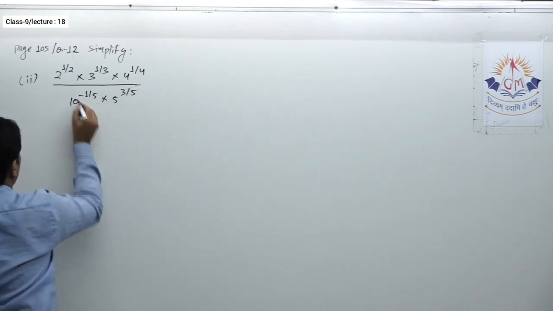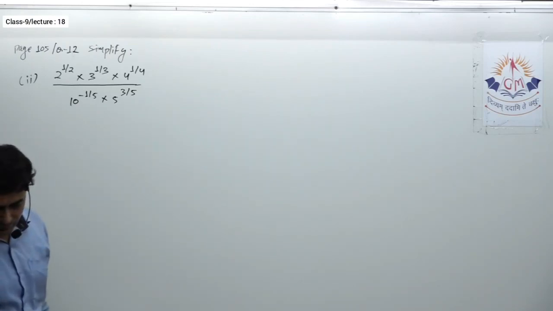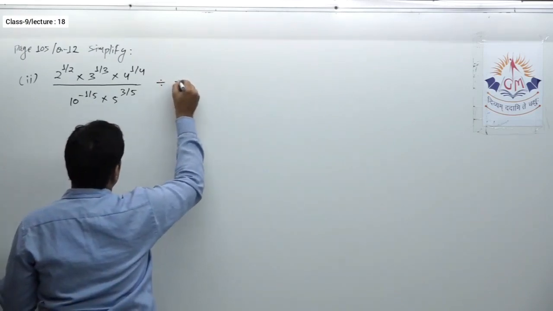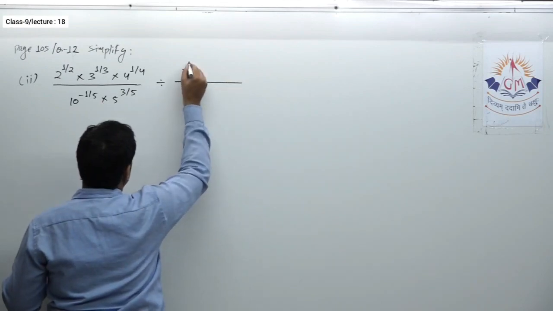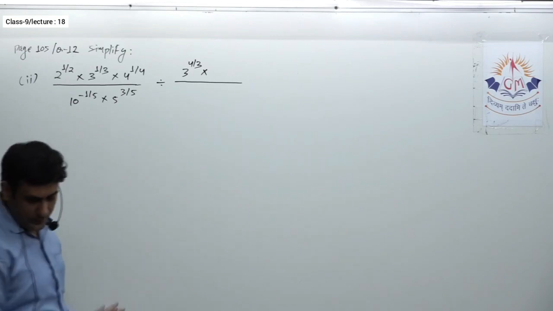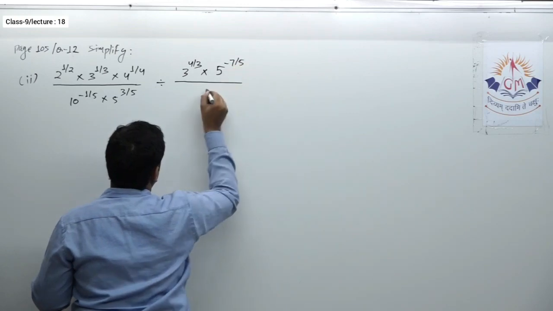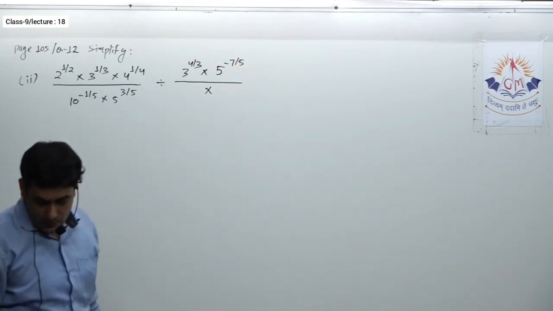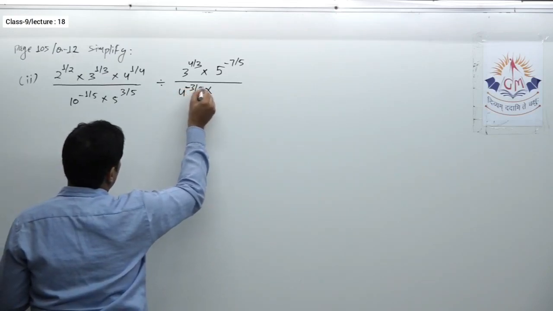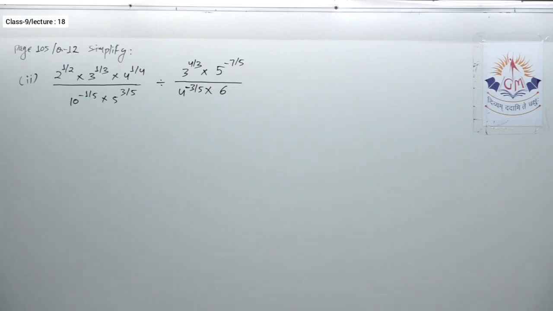Okay, 10 raised to minus 1 by 5, 5 raised to 3 by 5, divided by 3 raised to 4 by 3 multiplied by 5 raised to minus 7 by 5, divided by 4 raised to minus 3 by 5 multiplied by 6. Okay, so we have to simplify this.